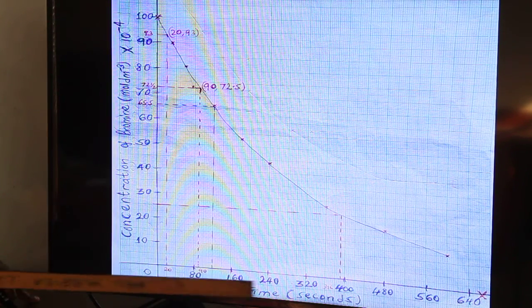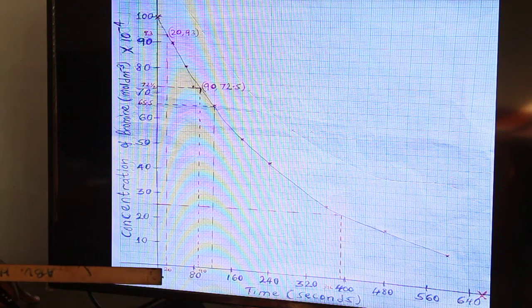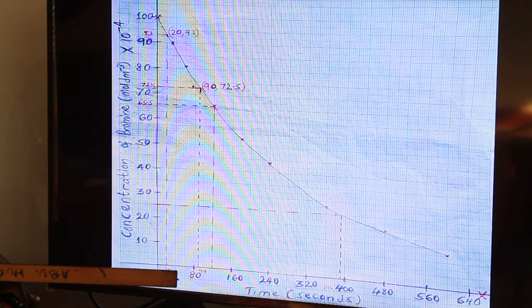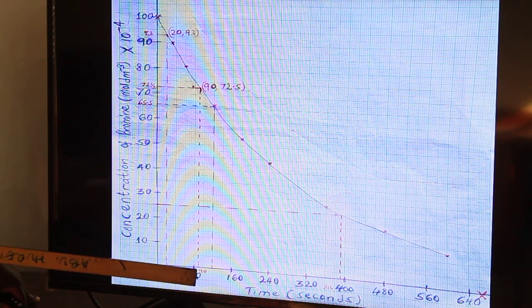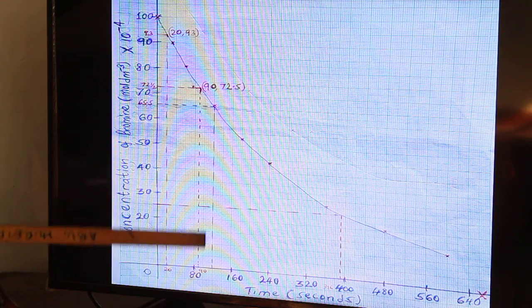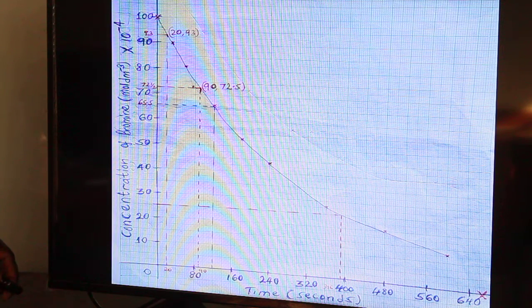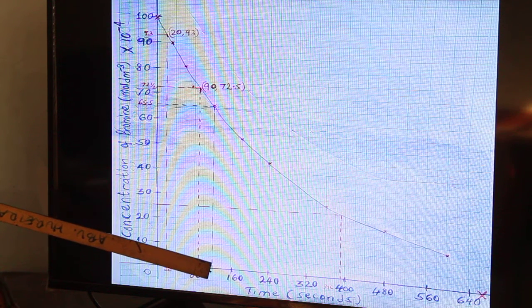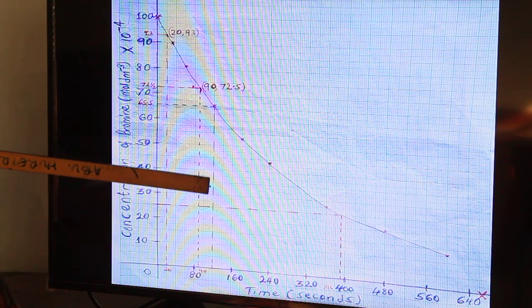Time is on the x-axis. Therefore, we come to where we have the time. Then you look for 100 seconds. And 100 seconds is somewhere here. So then you read it backward. If you read 100 seconds, you'll find that the 100 seconds is here. It is here, the dotted blue line.